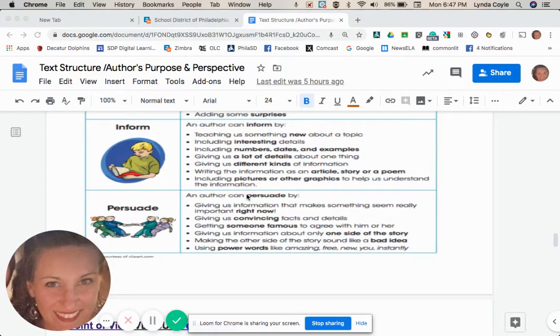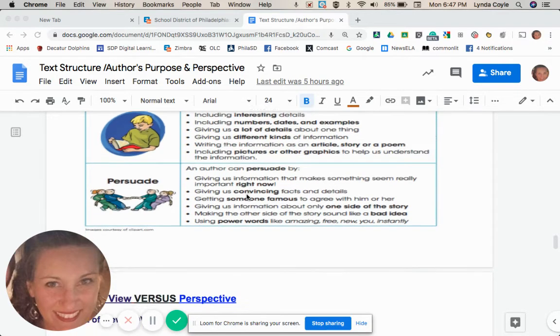And persuading, that makes something seem really important right now. It's trying to convince you through facts or details. Persuade, a little bit even argumentative, using some of those specific ways to do it, propaganda techniques, using someone famous to agree with him or her, giving us information only about one side of a story instead of two sides. When you hear one side, someone's trying to convince you of something. Or using power words such as amazing, free, new, instantly.